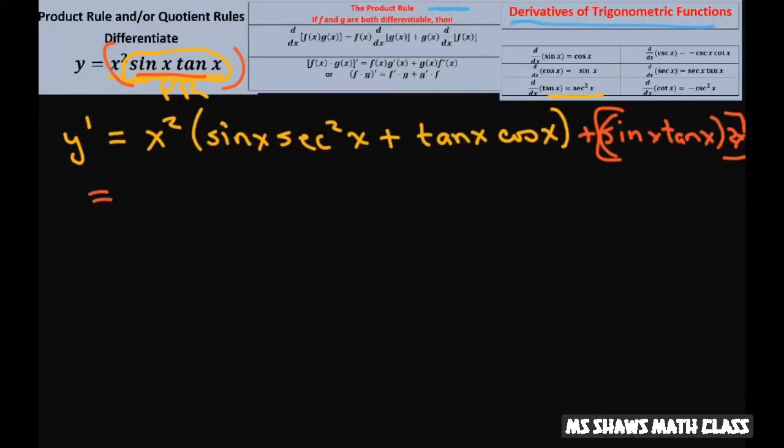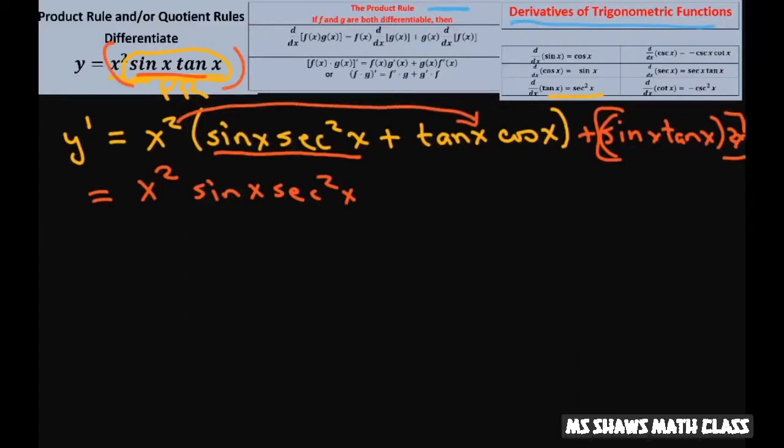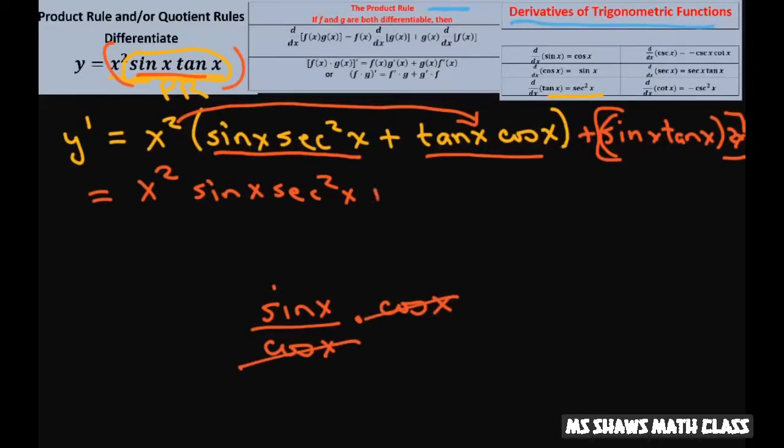So we have this is x squared, and we have this part. So that's going to be sine x and secant squared of x. Then we're going to multiply this times this. Now this part, let's look at that. That's going to be sine of x divided by cosine of x for tangent times cosine of x. So these two cancel. So basically, we're just going to get plus x squared sine of x.